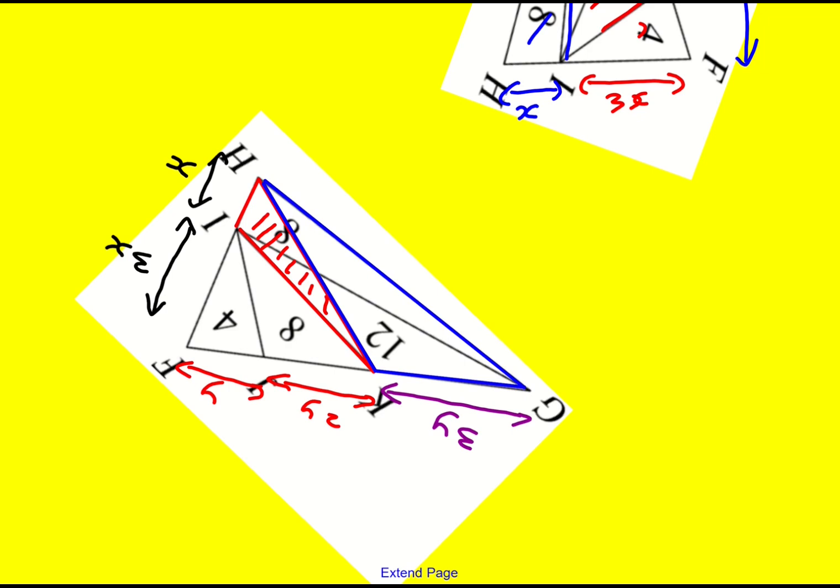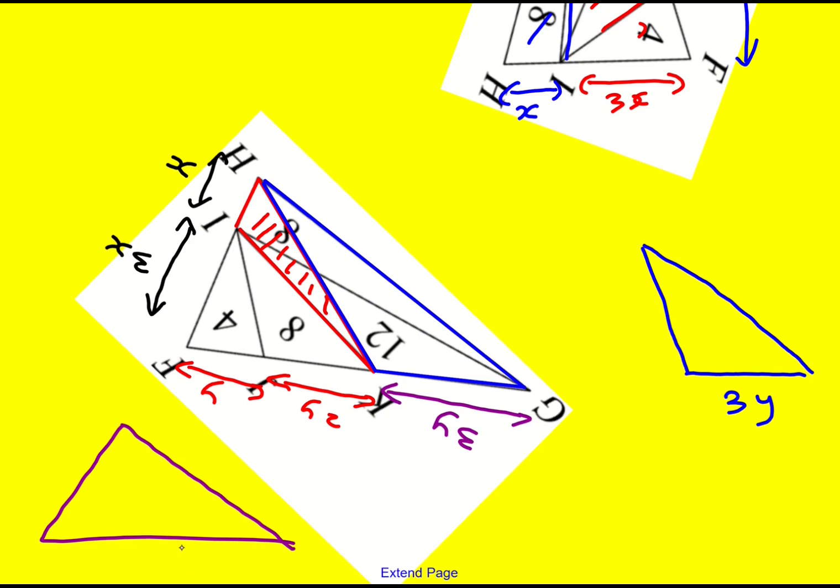Now let's compare GKH. I'm going to draw them separately. GKH, which has a base of 3y, with the entire thing, which has a base of 6y. See, here's the thing. The big triangle, which, by the way, we can add up all the areas, 32. The big triangle, which has an area of 32 and a base of 6y, has the same perpendicular height as the blue triangle. Okay, this is the same for both.